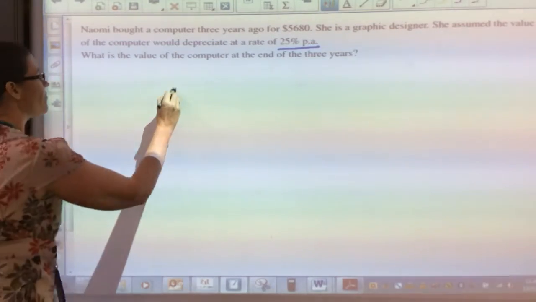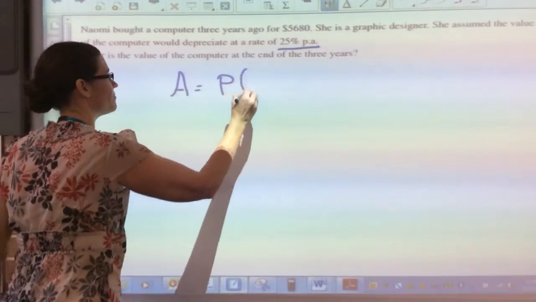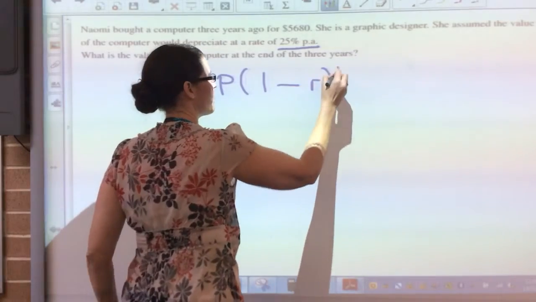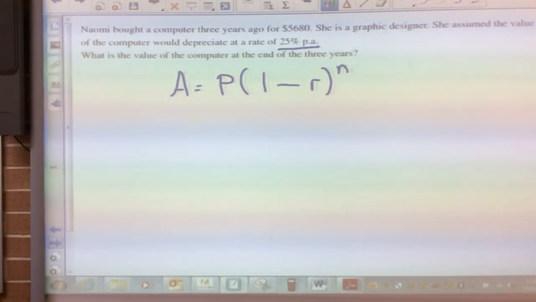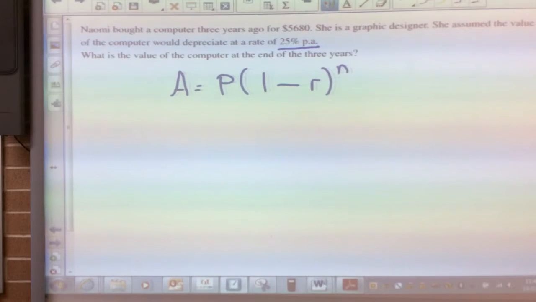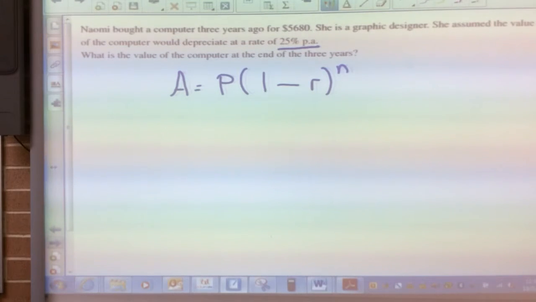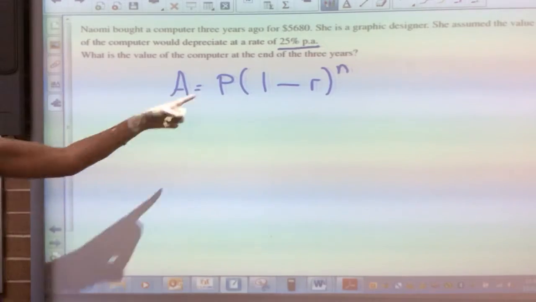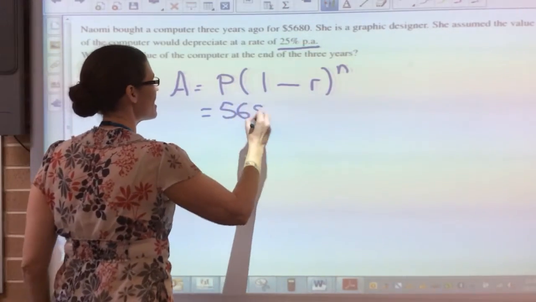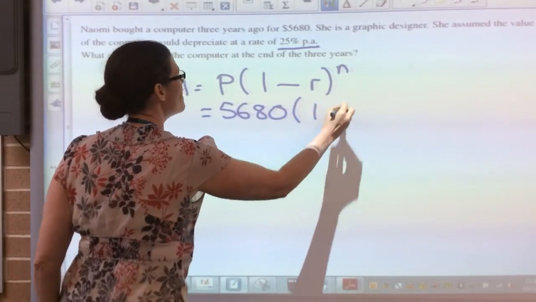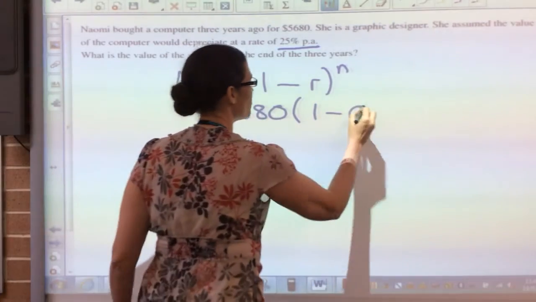So, the money would go down so much. It goes down 75%. I have the minus. No. It doesn't go down 75% because each year it goes down 25% of the year before. It's not that hard a formula. So 5,680 times 1 minus 25%, which is not 0.25.